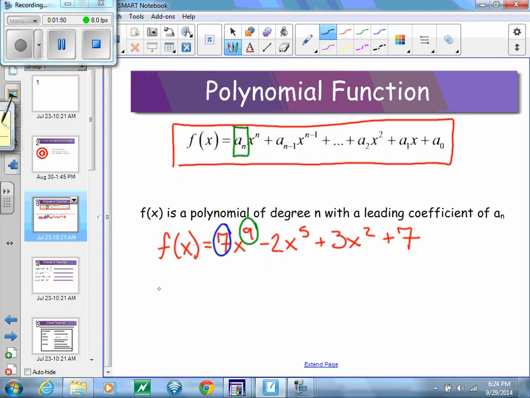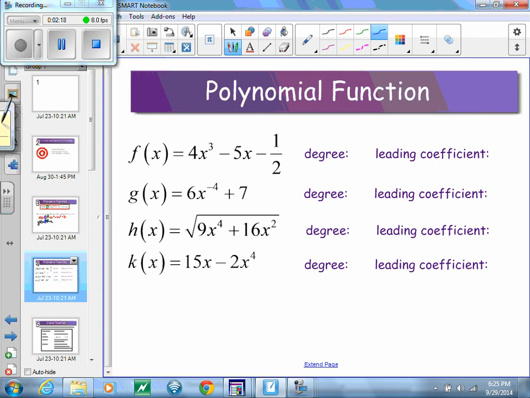Just another example here, we could do g of x is equal to 7x plus 2. This right here is our linear equation y equals mx plus b, and we here would have a degree of 1, and in this case a leading coefficient of 7. So on the next one here, I have a few examples of polynomials and some non-polynomial functions.